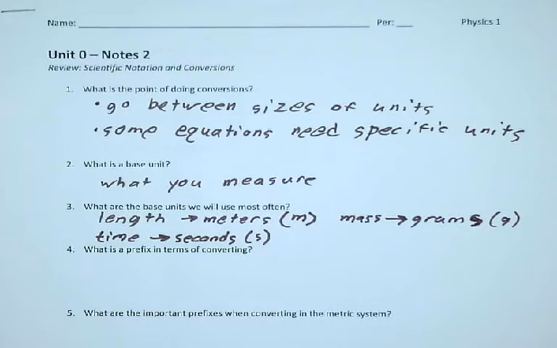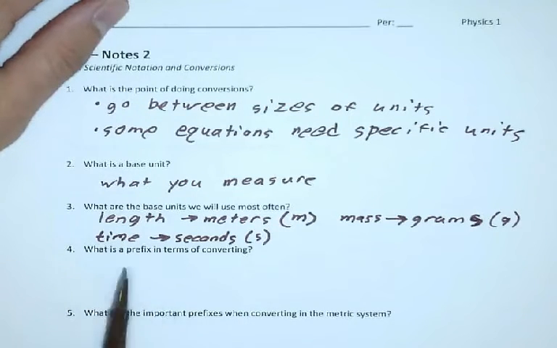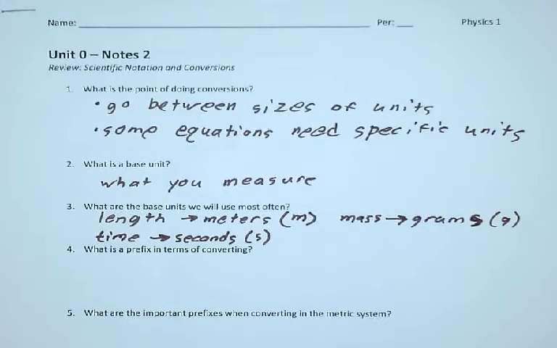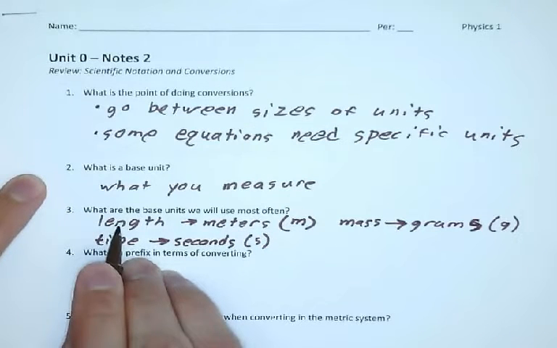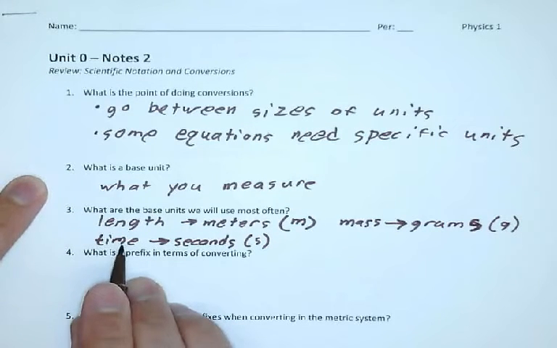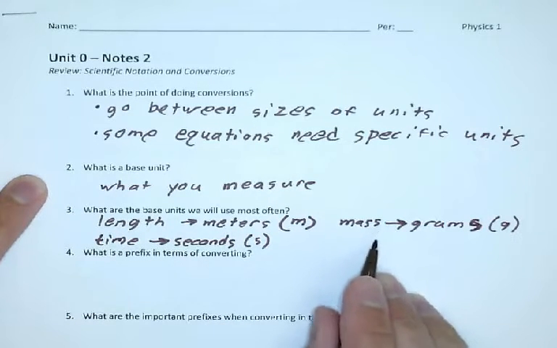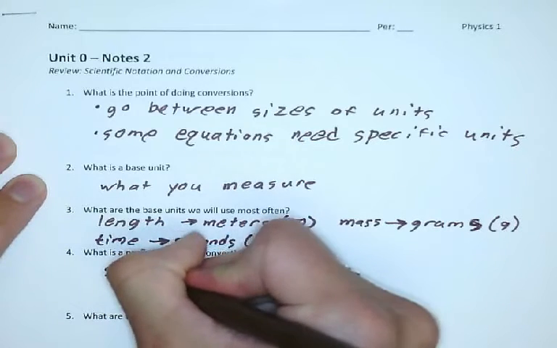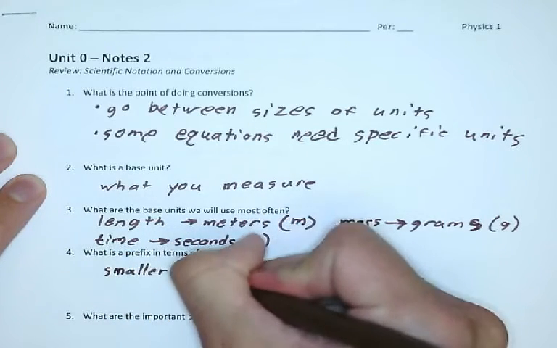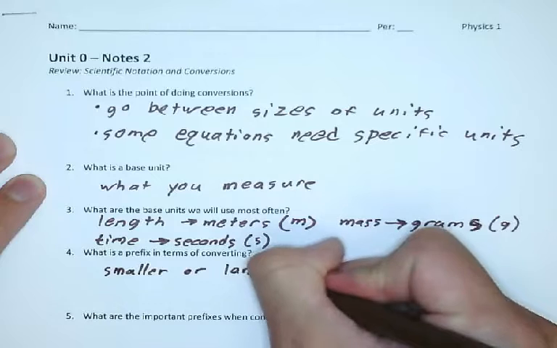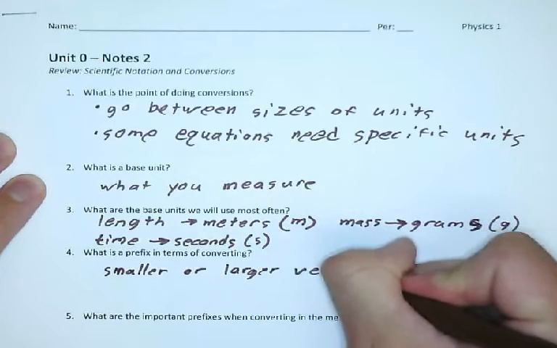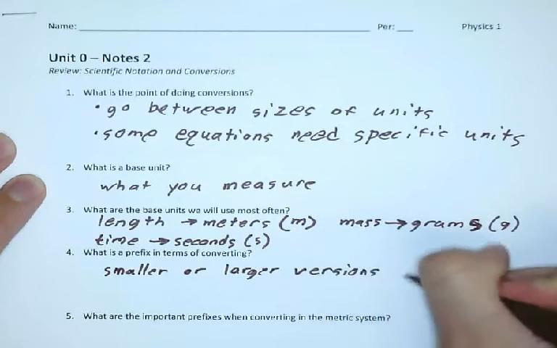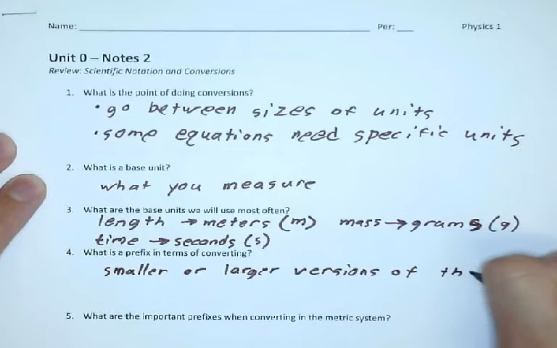Okay, so what are prefix terms? I'm going to talk about base units and prefix units, prefix terms. Prefix terms are basically smaller or larger versions of that measurement. So it's smaller or larger lengths, smaller or larger times, smaller or larger masses. So it's smaller or larger versions of the base unit.